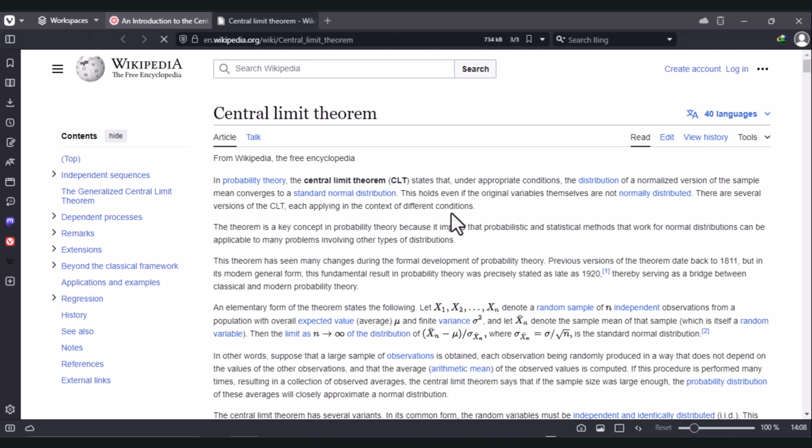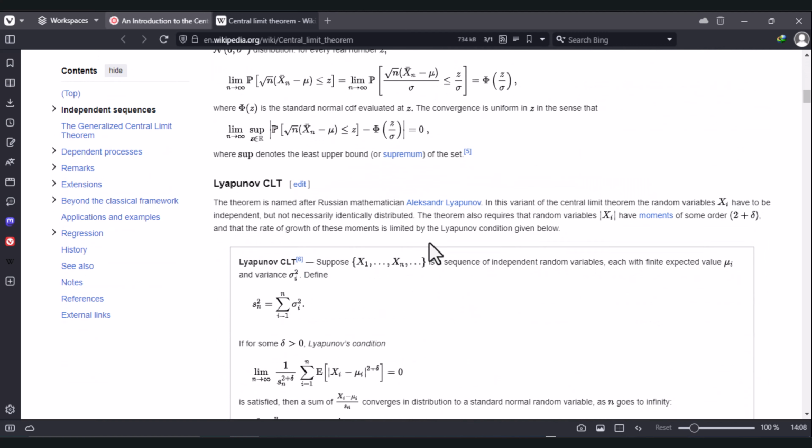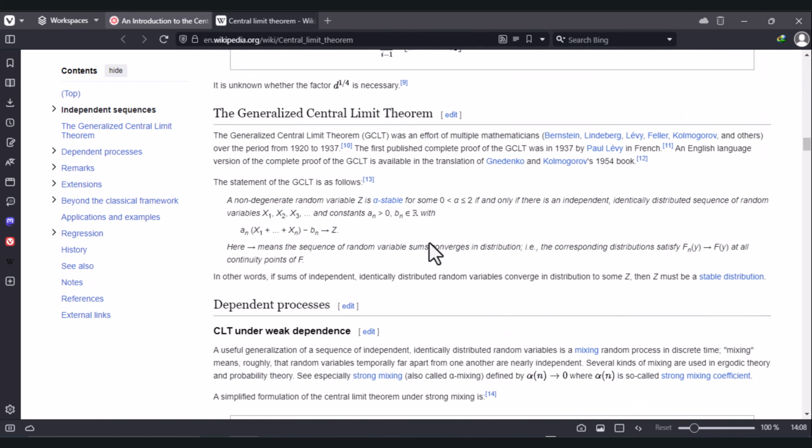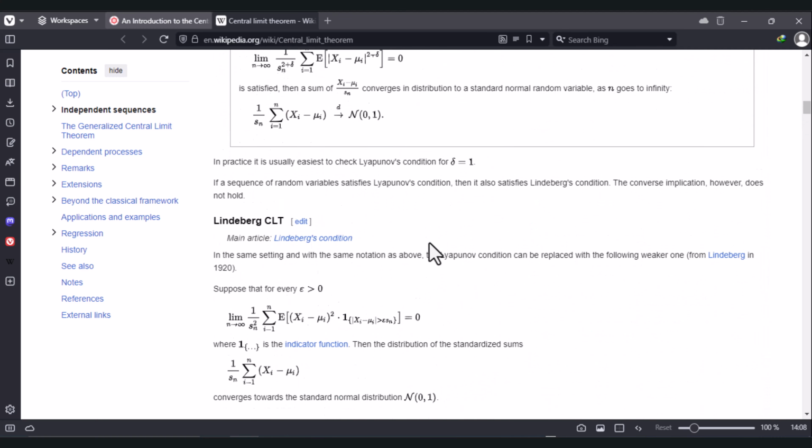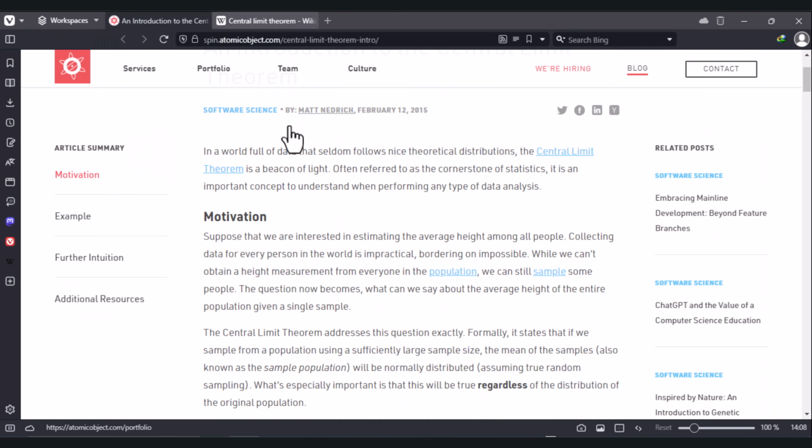So what is the central limit theorem? What is it talking about? It has a lot more details in it, the math around it and everything, and you can go through that content, but that is not the objective of this video.